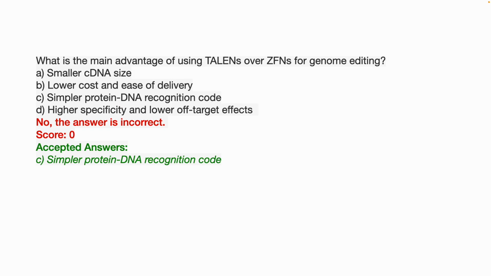So let's move to our next question, question number 10. Question number 10 states, what is the main advantage of using TALEN over ZFN or zinc finger nucleases for genome editing? A option is smaller cDNA size, B option is lower cost and ease of delivery, C option is simpler protein DNA recognition code, D option is higher specificity and lower off target effects. So the correct option is already given on the screen. It is simpler protein DNA recognition code.